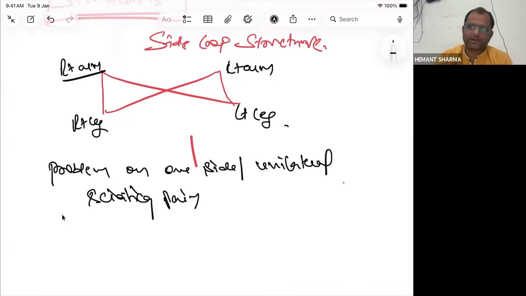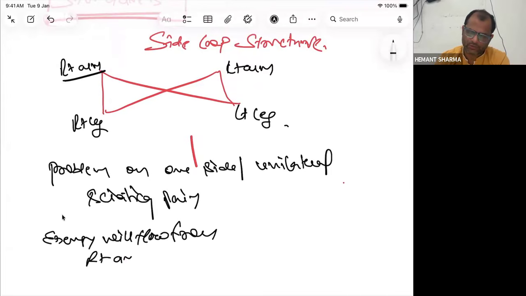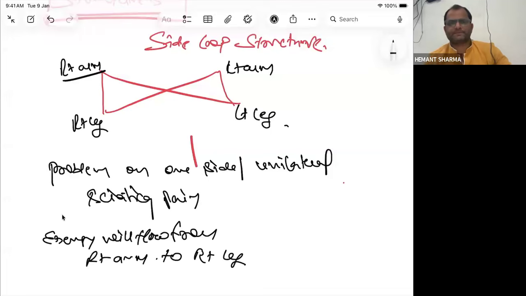The problem is in the right arm, one person is suffering. Energy will flow from right arm to right leg. Am I right? Energy will flow from right arm to right leg or not? Yes. So we can make right arm to right leg.